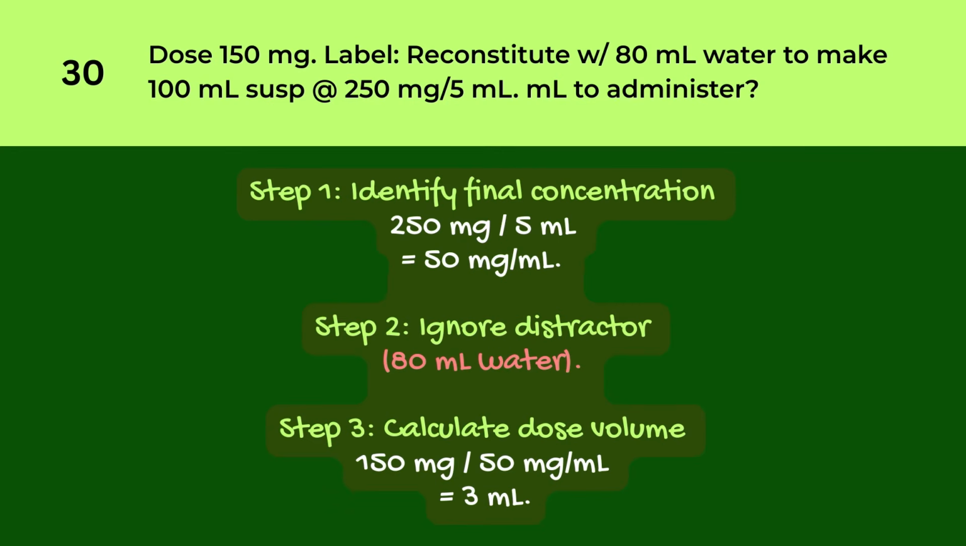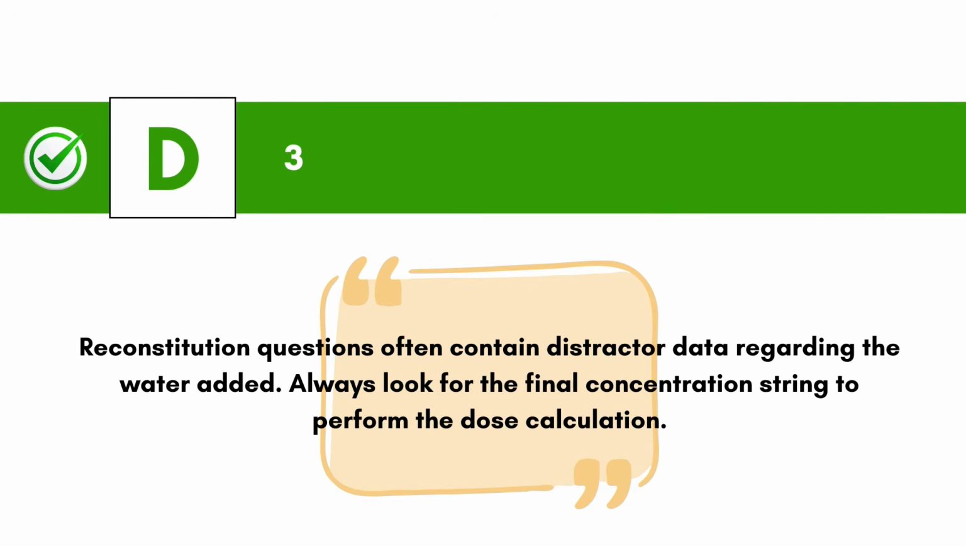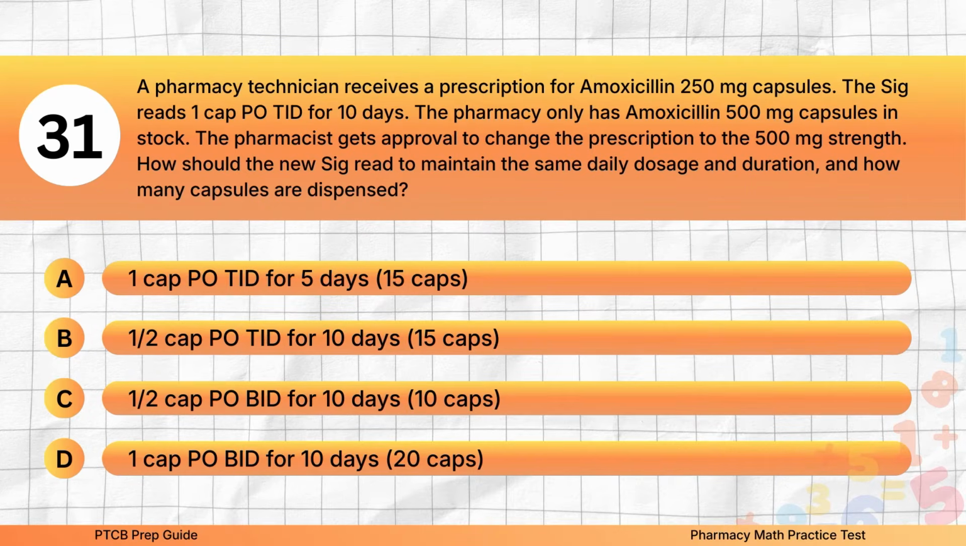Check the options. Great work. Option D is correct. Reconstitution questions often contain distractor data regarding the water added. Always look for the final concentration string to perform the dose calculation. Let's tackle a common scenario you might face in retail pharmacy involving an antibiotic dosage change.